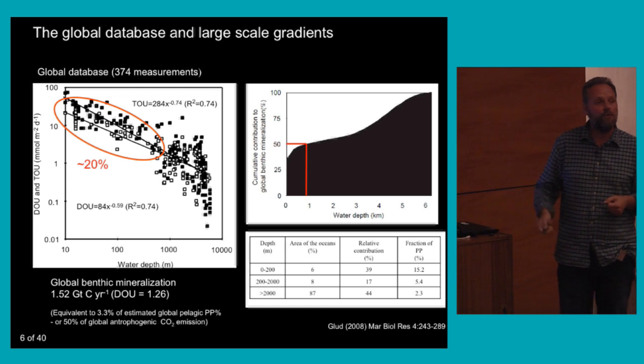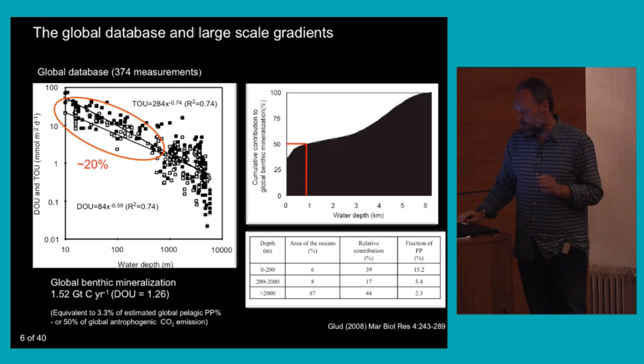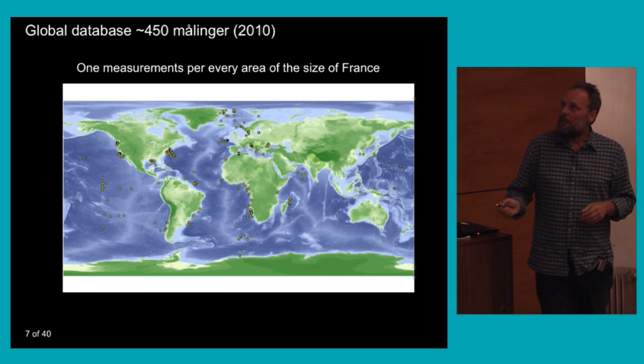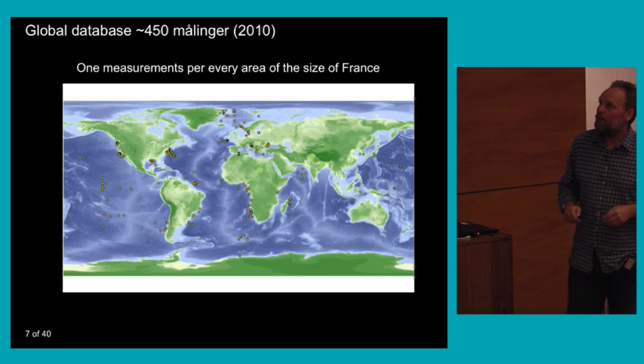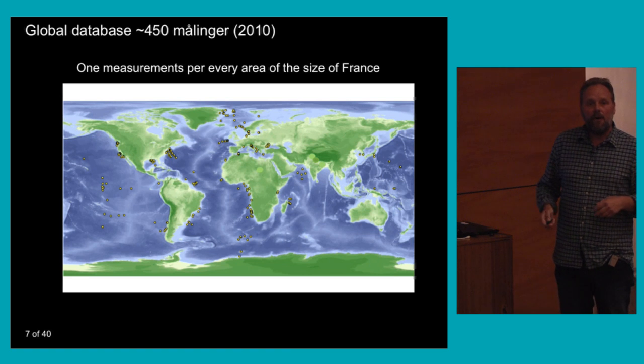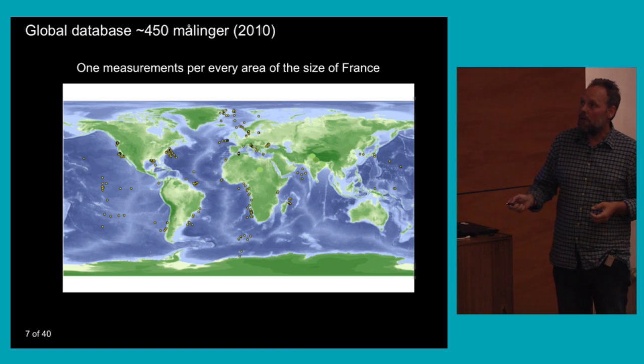That equates to about 2.3% of the primary production in that compartment. Now, there have been a lot of measurements. This is a slightly updated one, about 450 measurements in 2010. But still, you can see they're very unevenly distributed. There are areas where we don't know very much.